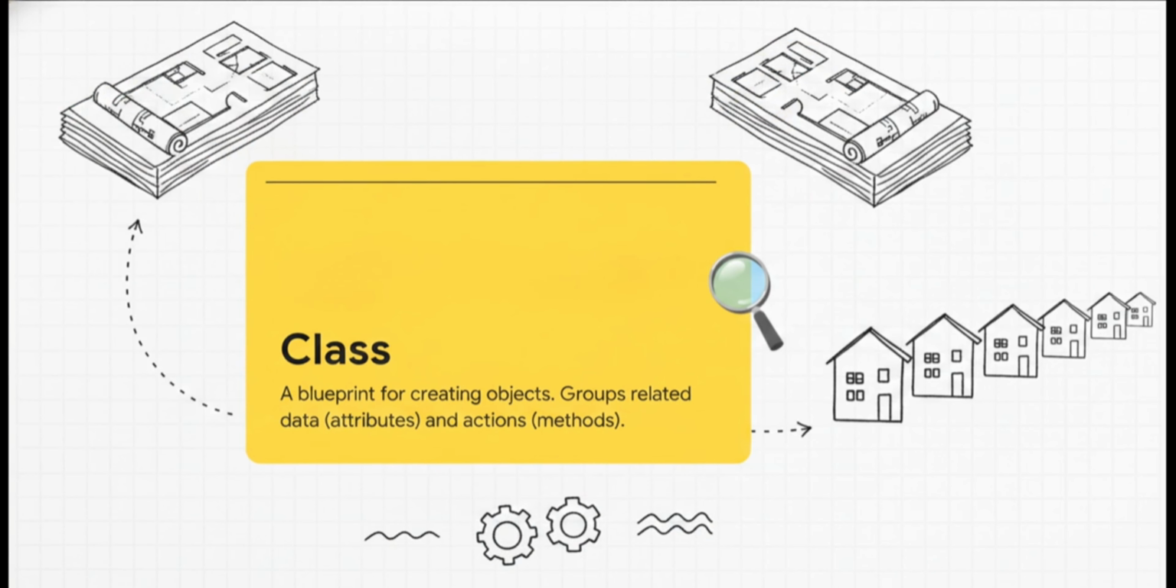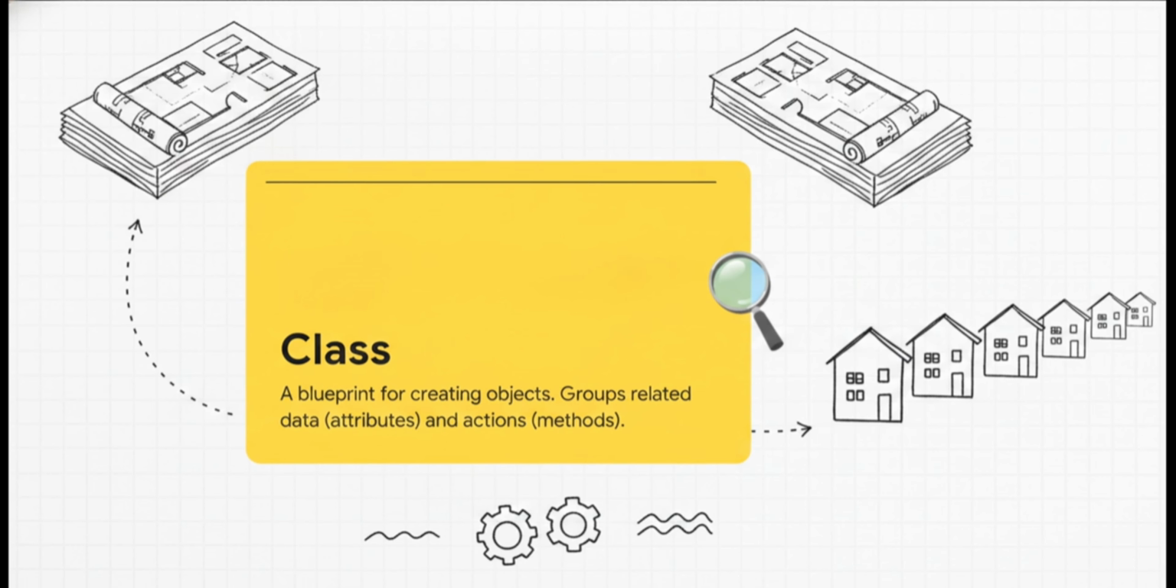So, what is a class? Well, a class is simply a blueprint for creating objects. It groups related data and actions together. To solve that messy organization problem we just talked about, think of an architect designing a house. They don't just walk into an empty field and start blindly throwing bricks together, right? They draw up a meticulous blueprint first. A class in Python is exactly that.